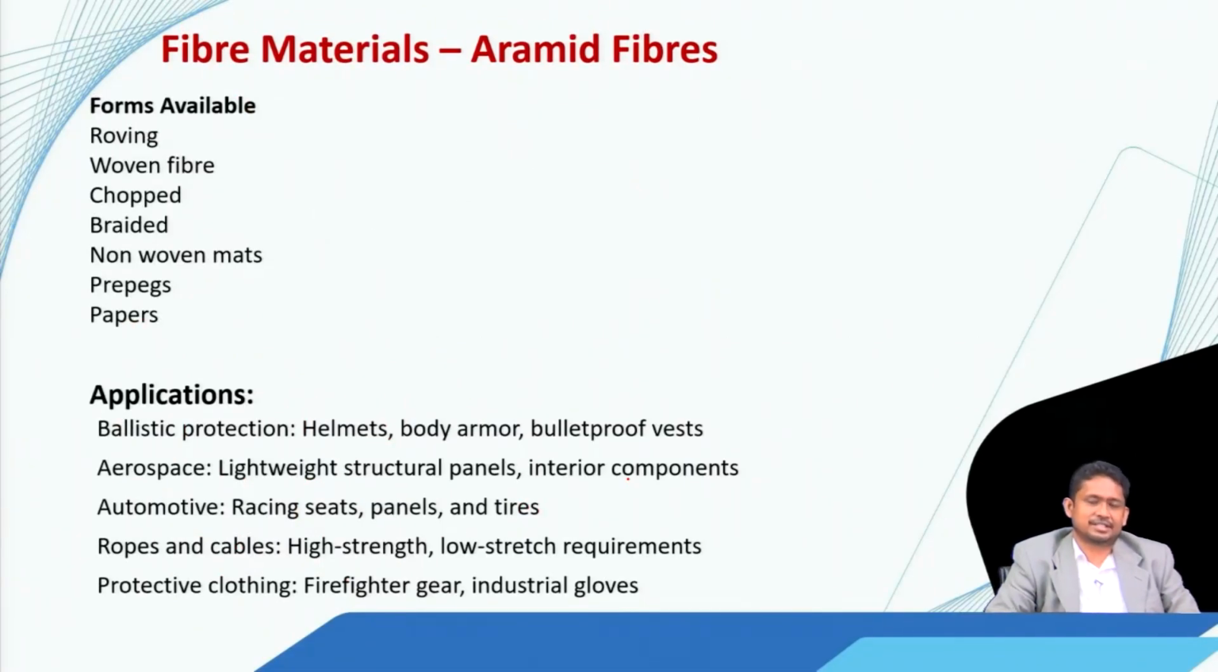Again, it is available in various forms: roving, woven fiber, chopped, braided, non-woven mats, prepregs, papers, and so on. Applications: mainly ballistic applications, helmets, body armor, bulletproof vests. In aerospace, lightweight structural panels, interior components. In the automotive sector, racing seats, panels, and tires. In ropes and cables, because of their high strength and low stretch requirements, they are used. And also for protective clothing for firefighters and industrial gloves.